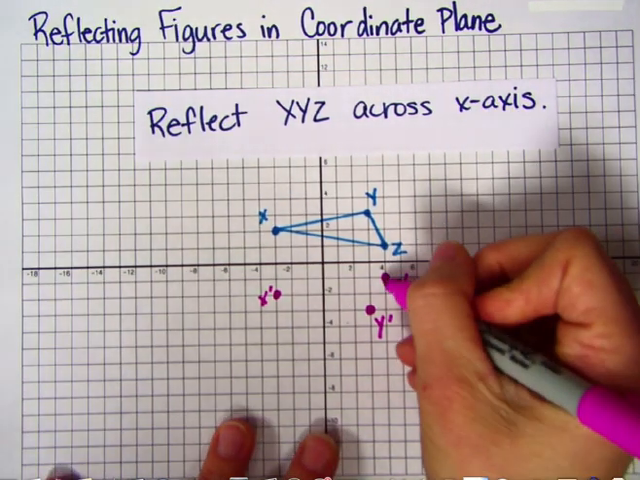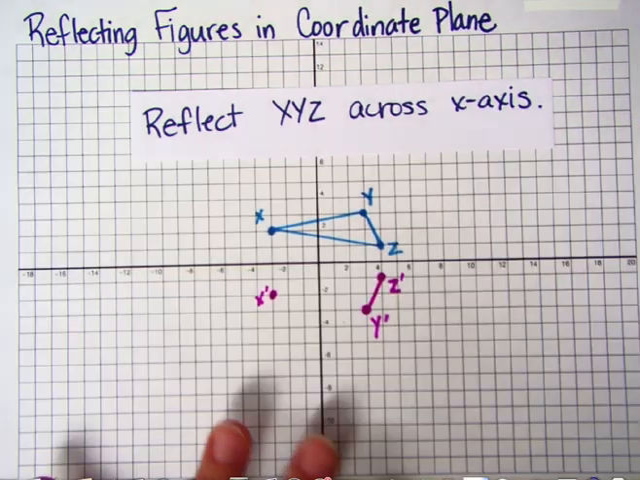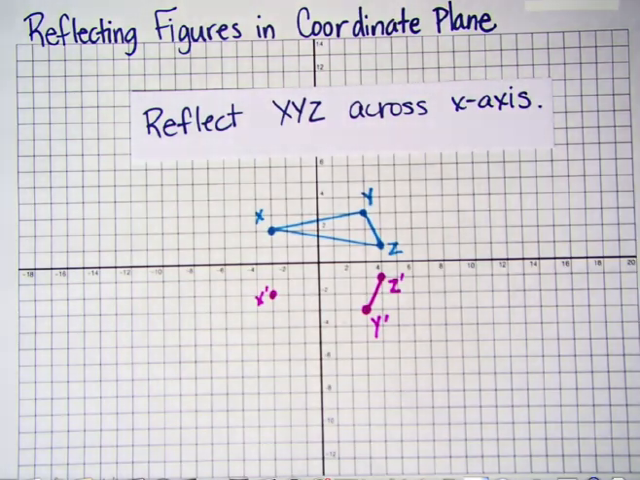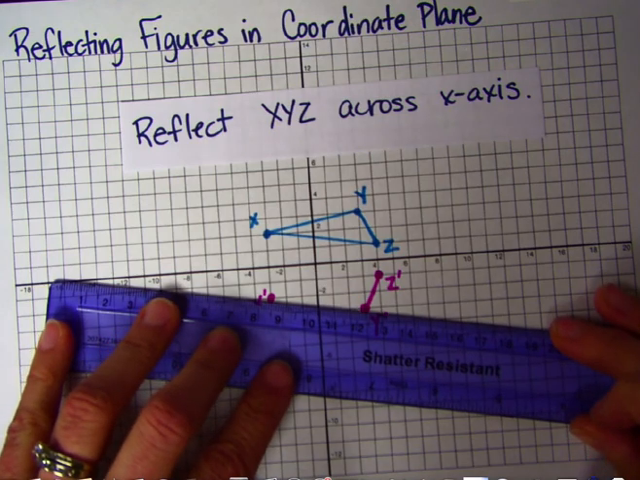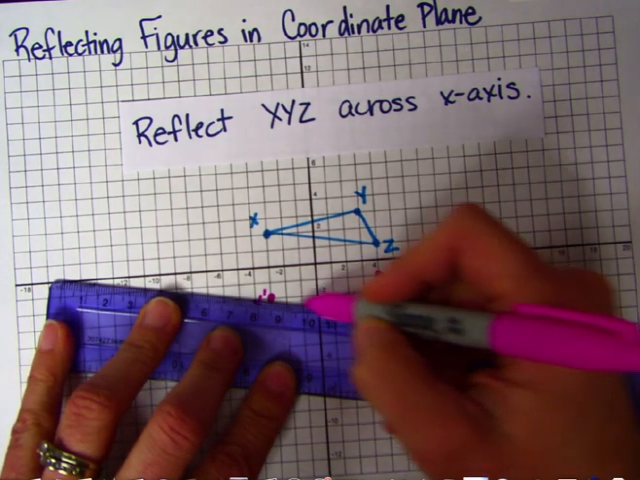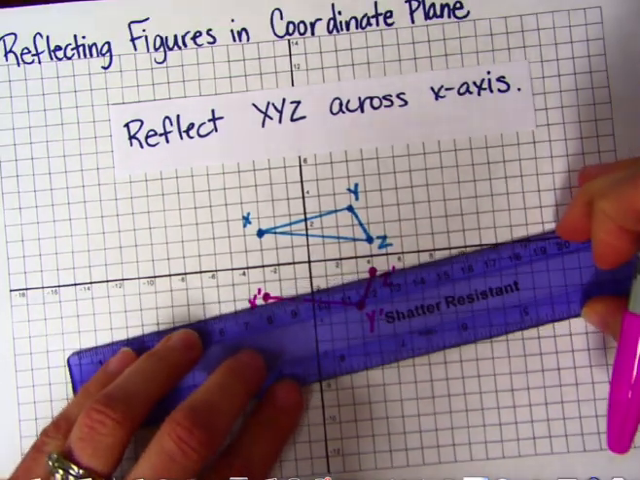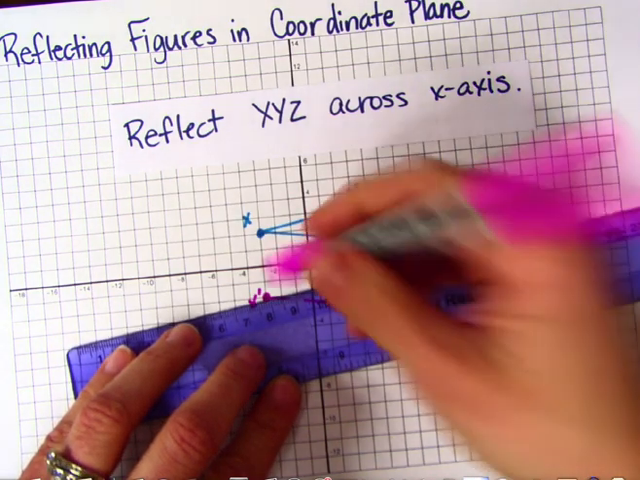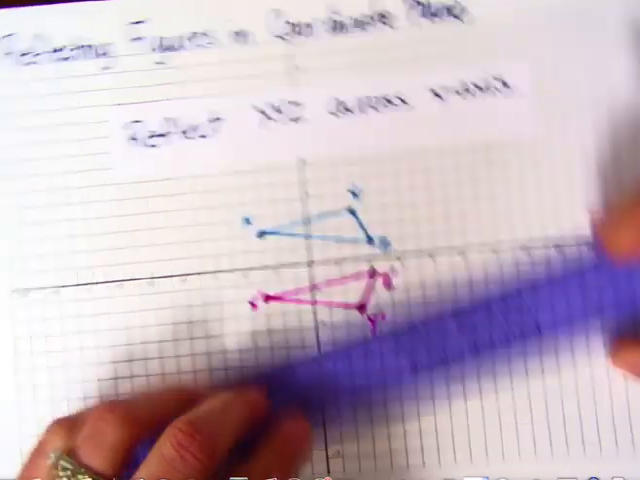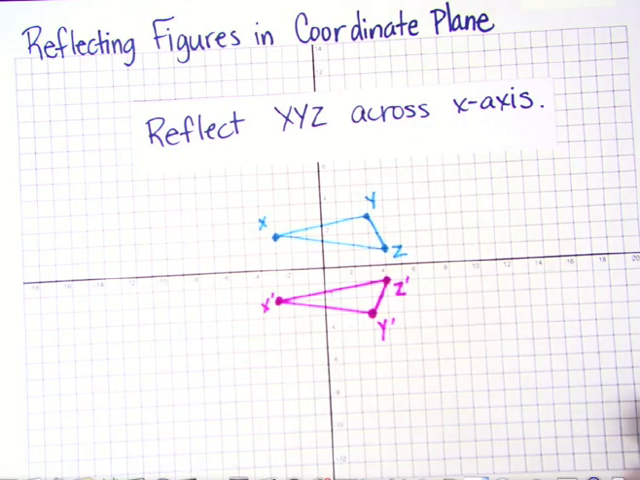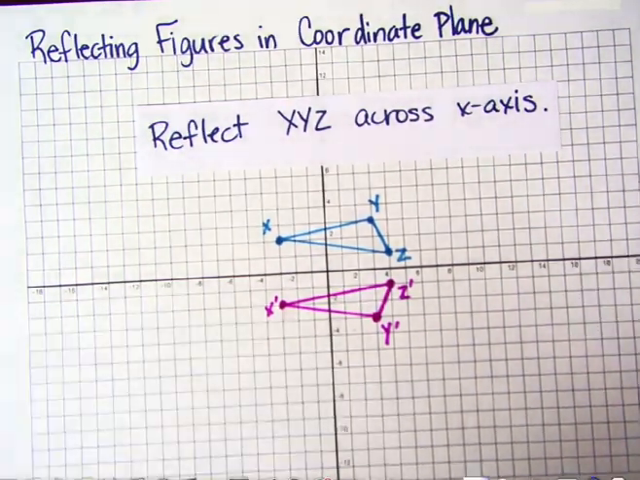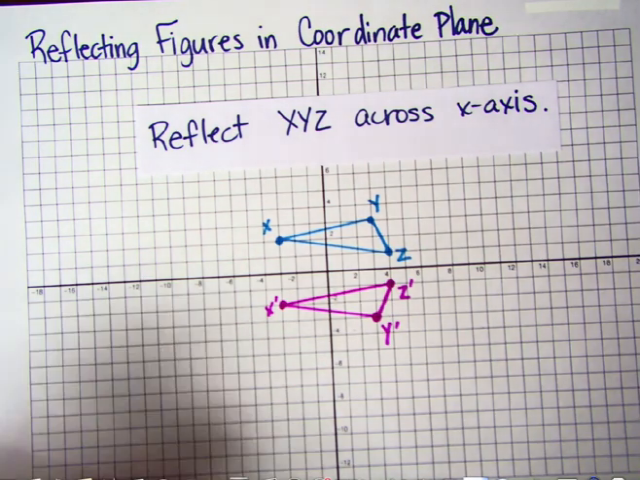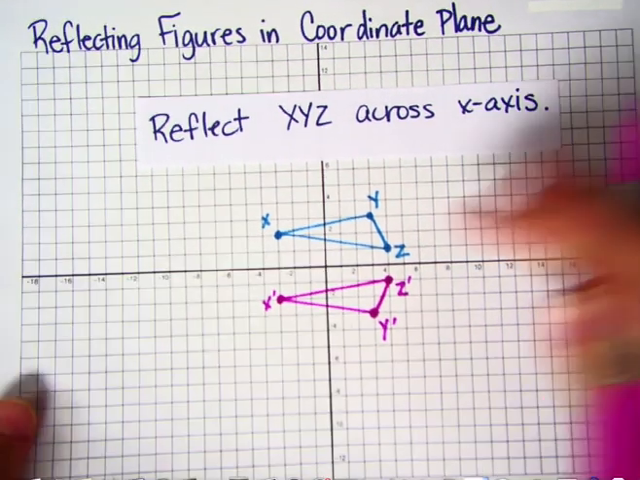All right, when I connect these, ever so carefully, I think I'm going to use my ruler to connect them. Make sure they're nice and straight here. When I reflect them, I notice that it's the same thing, just on the other side. All right, across the x-axis.